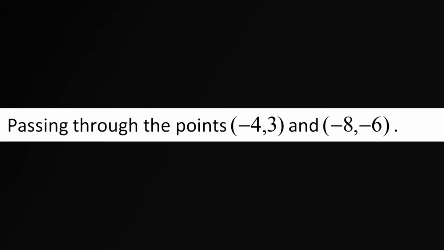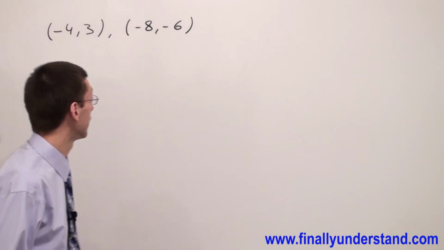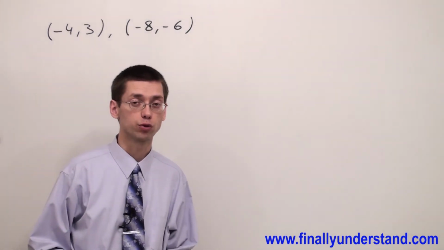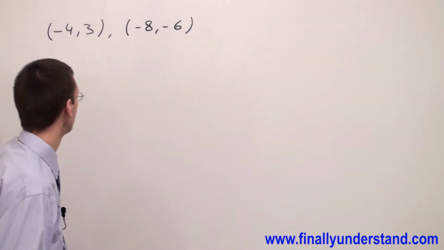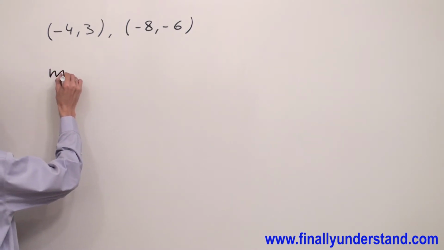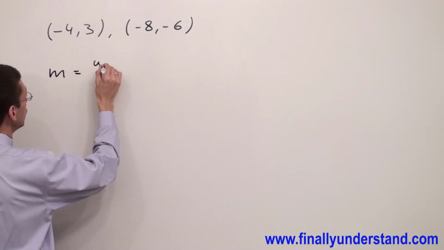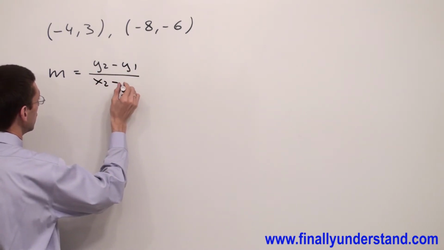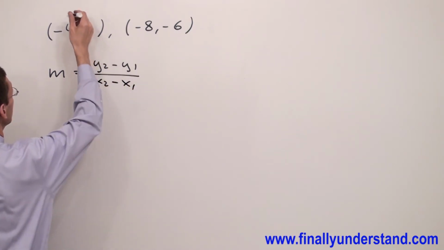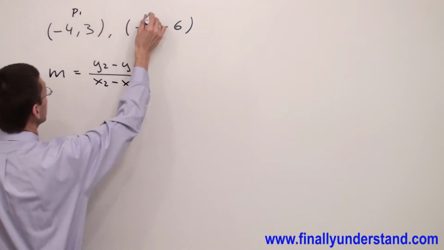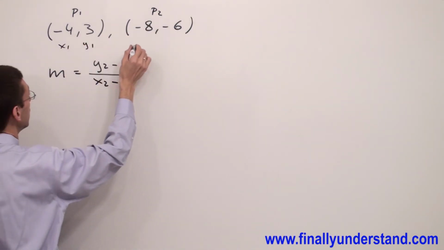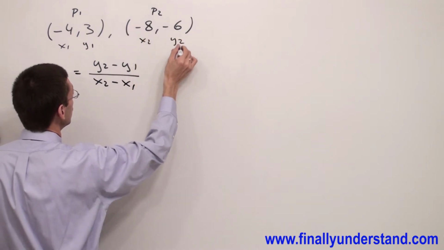We have another example on the board, and we're supposed to find the equation of the line again. But before we use the point slope form, we're supposed to find the slope. The formula for slope is m equals y2 minus y1 over x2 minus x1. And for example, this is my point 1 and this is my point 2. This is my x1, y1, x2, y2.